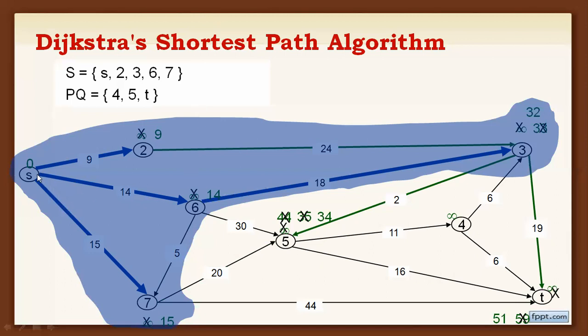there is another way of moving from vertex S to vertex 5. That is, move from S to 6, then 6 to 3, then 3 to 5. This is another way. If you move from vertex S to vertex 6, the cost is 14. Vertex 6 to vertex 3, the cost is 18. And vertex 3 to vertex 5, the cost is 2.